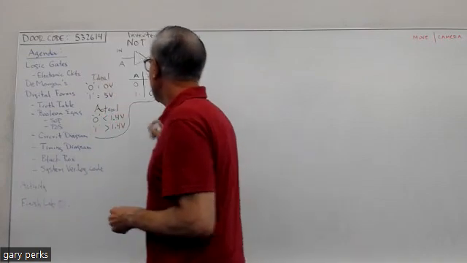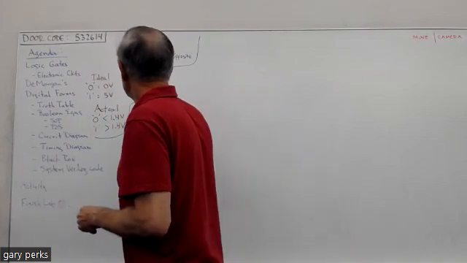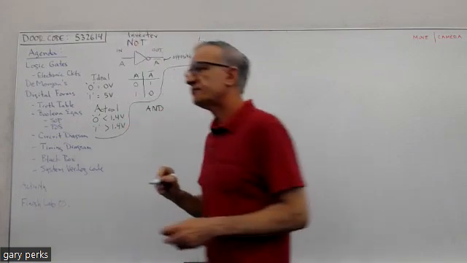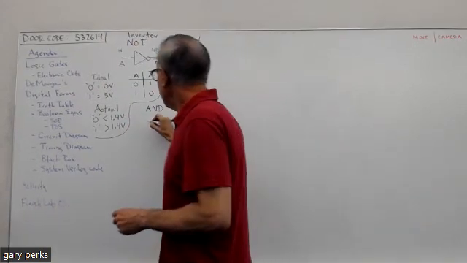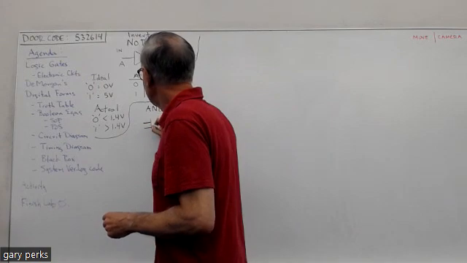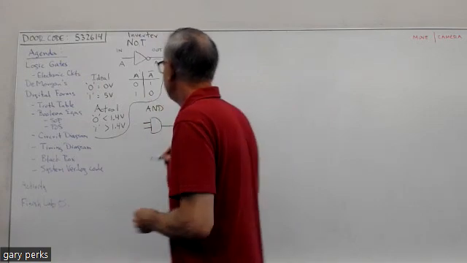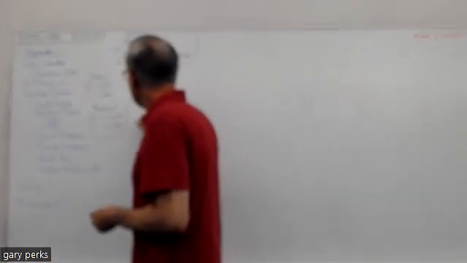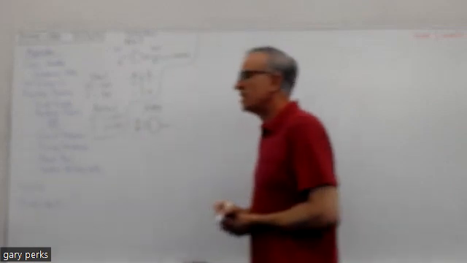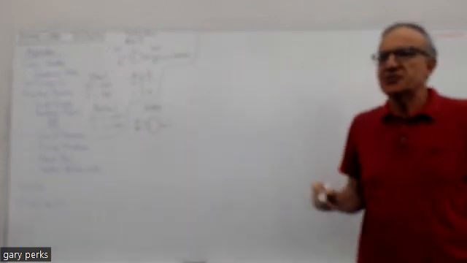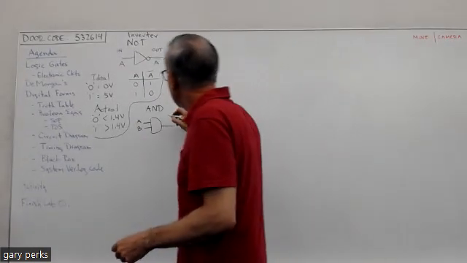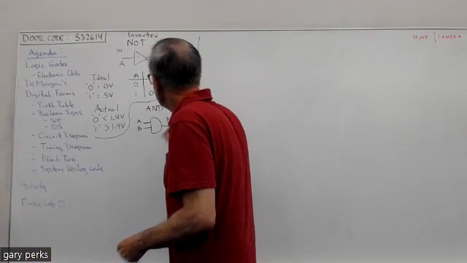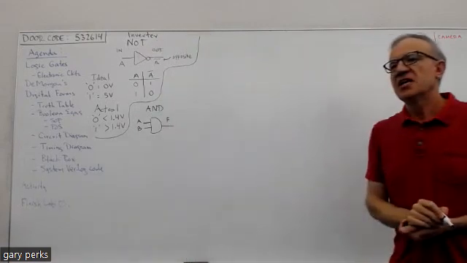The next gate we're going to look at is the AND gate. Okay, and the AND gate has this symbol. And again, typically we identify the inputs and outputs with variables. I'm going to label my inputs A and B, but you can use any variable. And I'm going to label my output F.